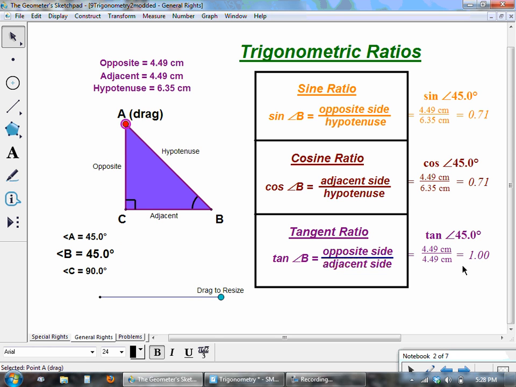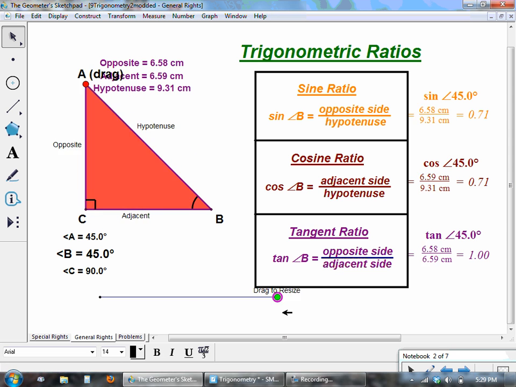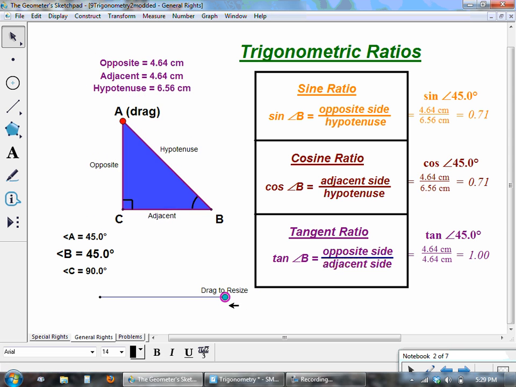Now tangent ratio, that should look familiar. Tangent is the opposite side over the adjacent side. If I made this angle 45, doesn't that mean this is a 45, 45, 90 triangle? And doesn't that mean the opposite side and the adjacent side have to be the same? And if I look at that, they're both 4.49, which means when I divide them, I get a tangent ratio of 1. And again, if I change the size of that figure, those ratios stay constant.